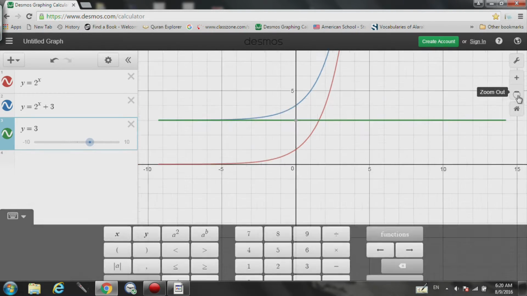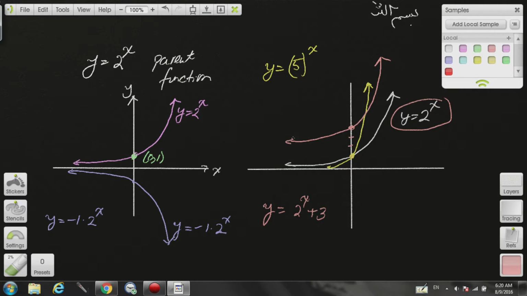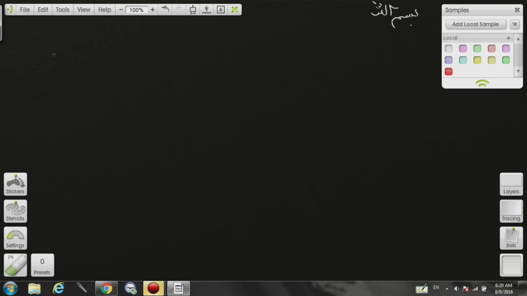So it has an asymptote as well. This graph moved up 3, and therefore its asymptote will also move up by 3. The asymptote for the original graph, it's not accurate, of course, was the x-axis. It will be moved up by 3. Okay, so as a summary, we have explored this graph.